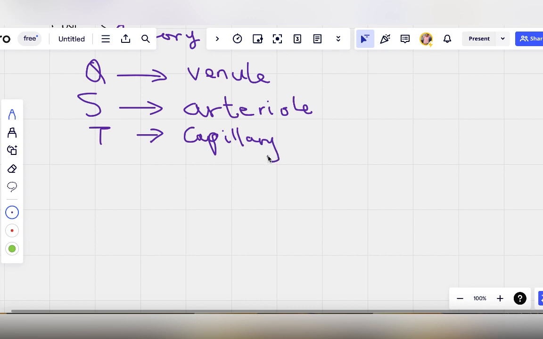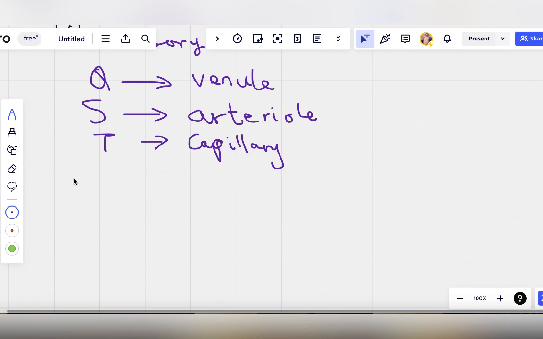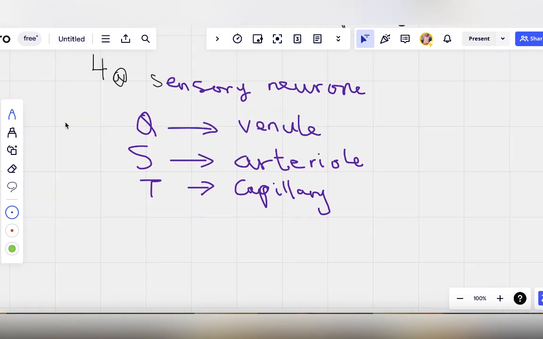Okay, let's go to 4A Roman figure 3 now. This was 4A Roman figure 2. Now we go to 4A Roman figure 3. Question 4 is a lot. See, we're seeing only A.